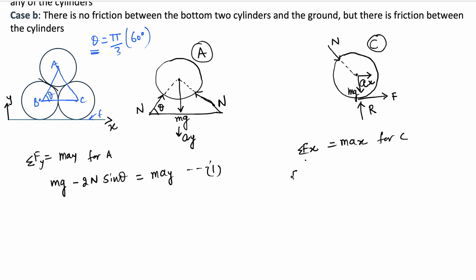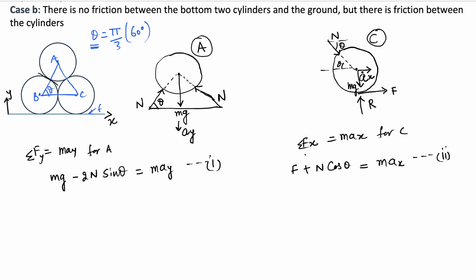So f plus n cos theta, and if you see, this is theta, this is also theta, right? Equal to max. So let's call this equation 2. Now we know that the friction is there between the ground and the bottom cylinder, so that's why this force is there, and we can assume that it is going to be pure rolling. So friction is enough to ensure that this cylinder pure rolls.